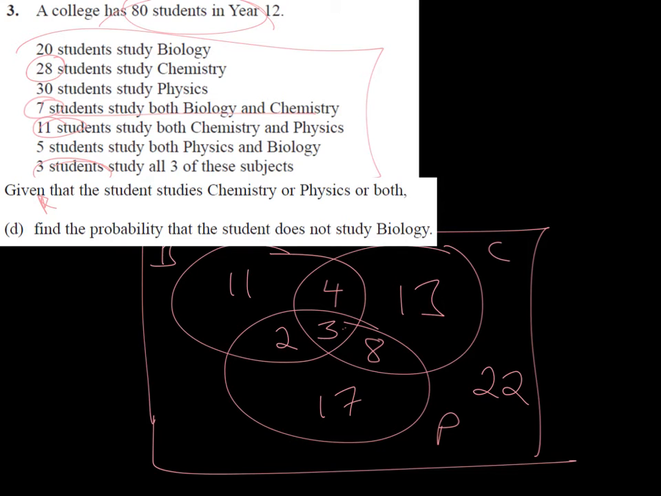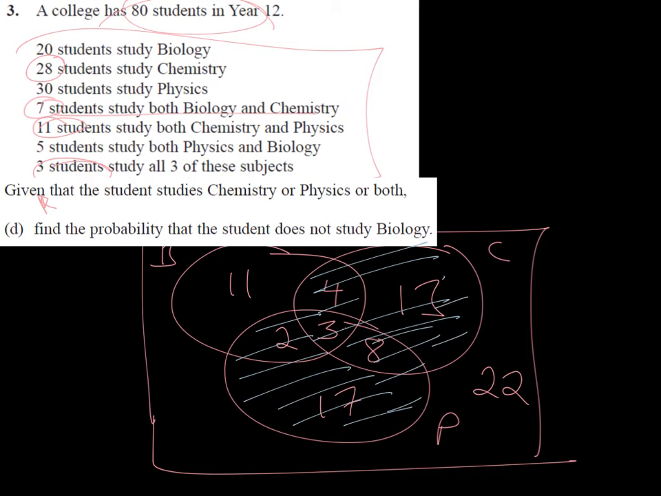So we have seen in the previous question that the probability that a student studies chemistry or physics or both, we're looking at any student in this region here. Okay, so the conditional probability means we're only looking at those students. So now, instead of looking at all the 80 students in the year, we are only going to be looking at these 47 students. So that's the condition. We're only looking at these students. So that's going to be our new population or our denominator.